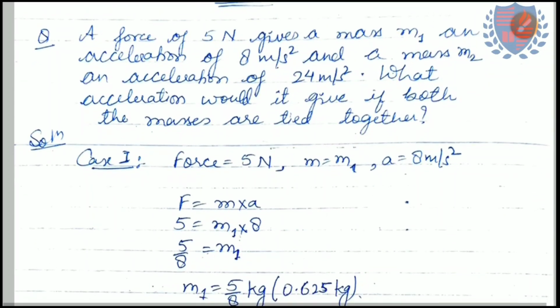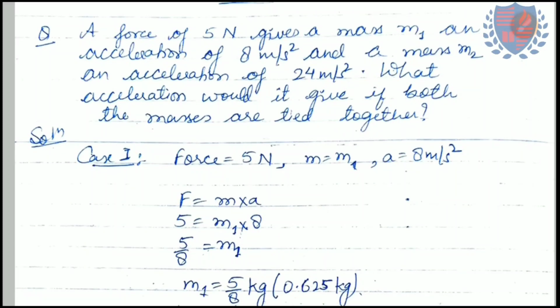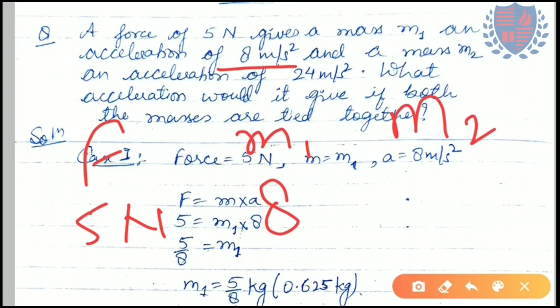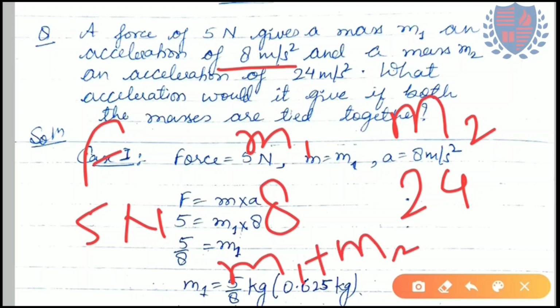Now come to the next numerical. A force of 5 Newton gives a mass m1 an acceleration of 8 meter per second square. When the same force is applied on mass m2, the acceleration is 24 meter per second square. Our question is, if both the masses are tied together and the force remains the same, what will be our acceleration? We need to find this.